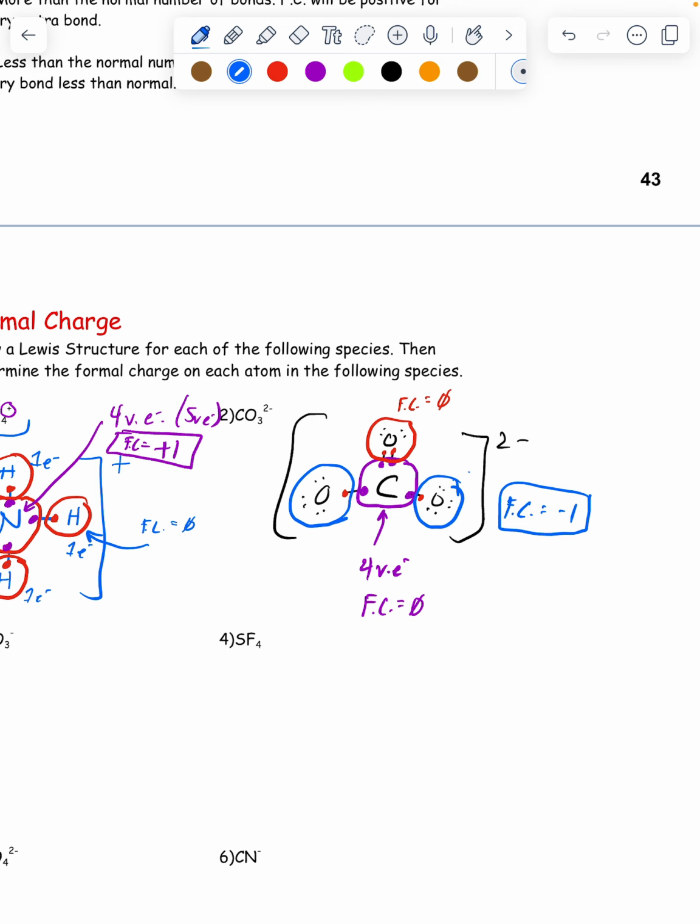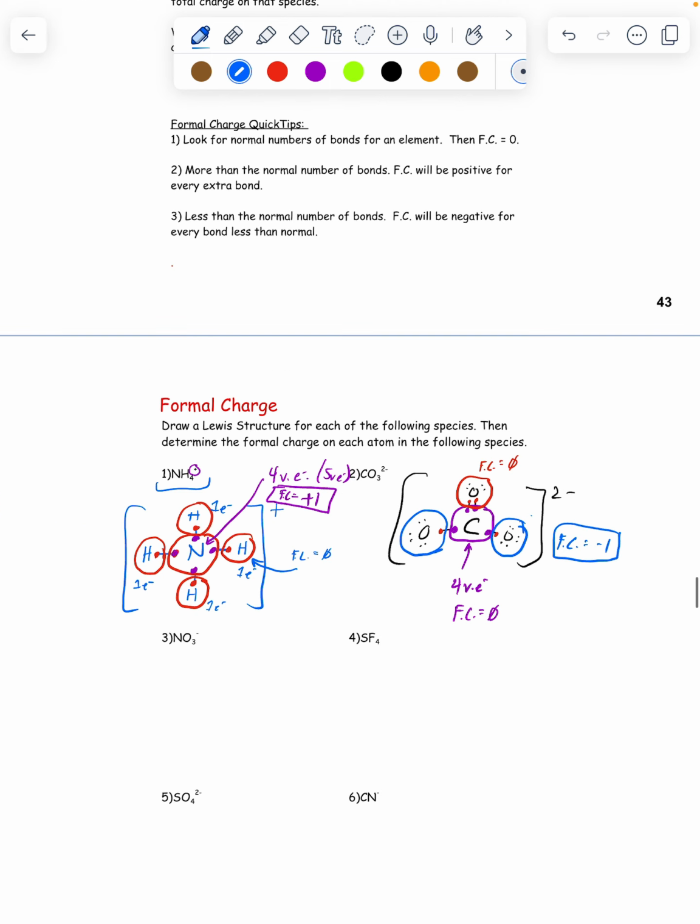And so the 2- is actually spread out across all 3 of the oxygens in reality, and they have formal charges that are less than 1, more like -2/3. But you're not expected to do any fractional, non-integer formal charges in the IB. So we just do it that way.